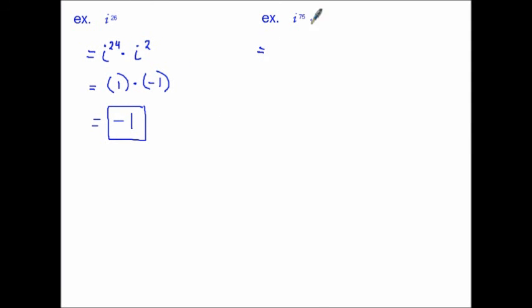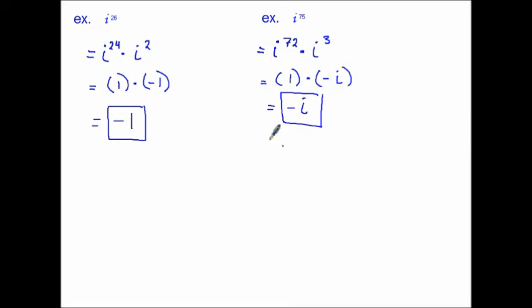Same thing over here, i to the 75th, well, I need to again think about multiples of 4. And so let's see, a multiple of 4 below 75 is 72. And then from there, the leftovers is i to the third. Again, that first guy becomes a 1. And then the i to the third, hopefully you can keep that straight. That's negative i. And so 1 times negative i is simply negative i. So again, it boils down to something very simple, very quickly, as long as you can figure out some multiples of 4 to work with.